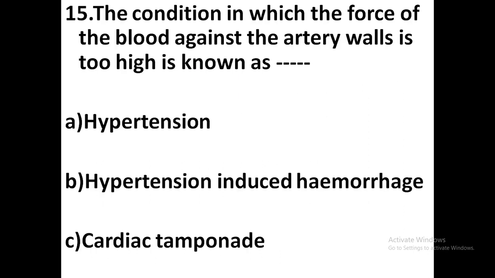15th one, the condition in which the force of blood against the artery walls is too high is known as option A, hypertension. Option B, hypertension induced hemorrhage. Option C, cardiac tamponade. Answer, option A, hypertension. Hypertension is the condition in which the force of blood against the arterial wall is too high.